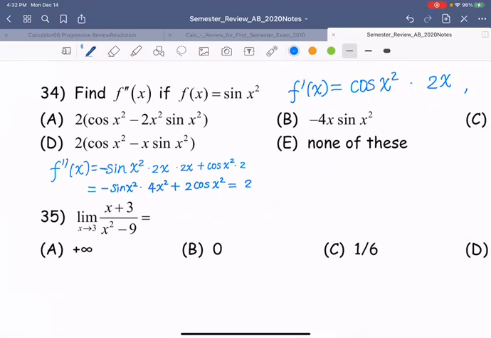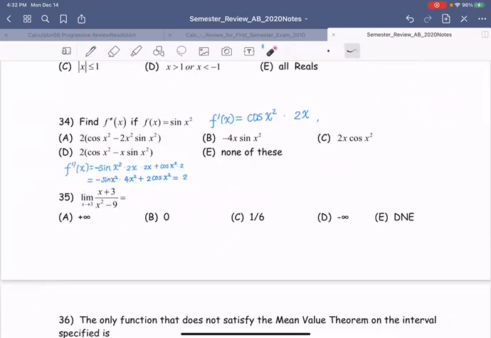This guy is that guy times that guy, correct? And then this guy's derivative is the product rule. That's negative sine x squared times 2x, and then times this 2x, and then plus this guy times this guy's derivative.